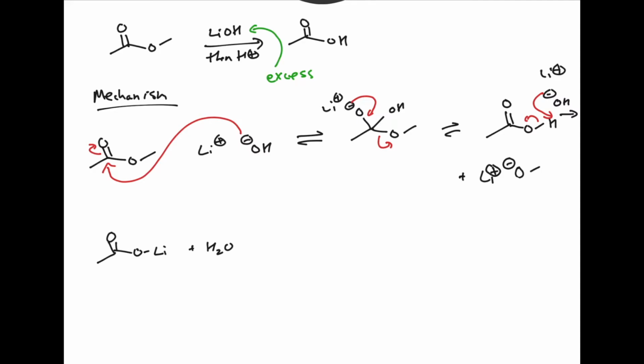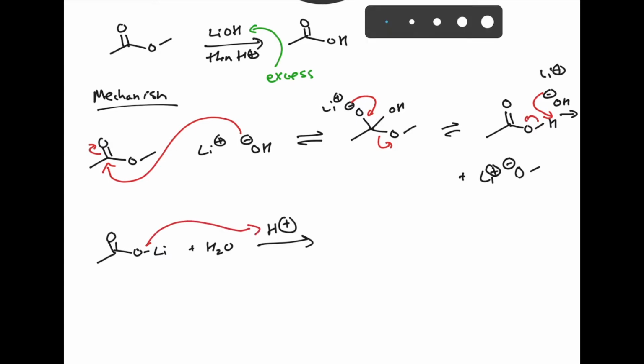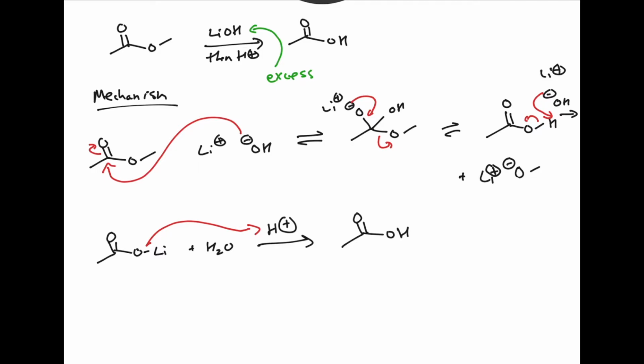And now that's where the reaction is going to sit until we add acid, and then that's going to give us the carboxylic acid that we would isolate as the product. So you make the acid, but it's not stable under the reaction conditions, so it keeps reacting and becomes a carboxylate, which then gets protonated.